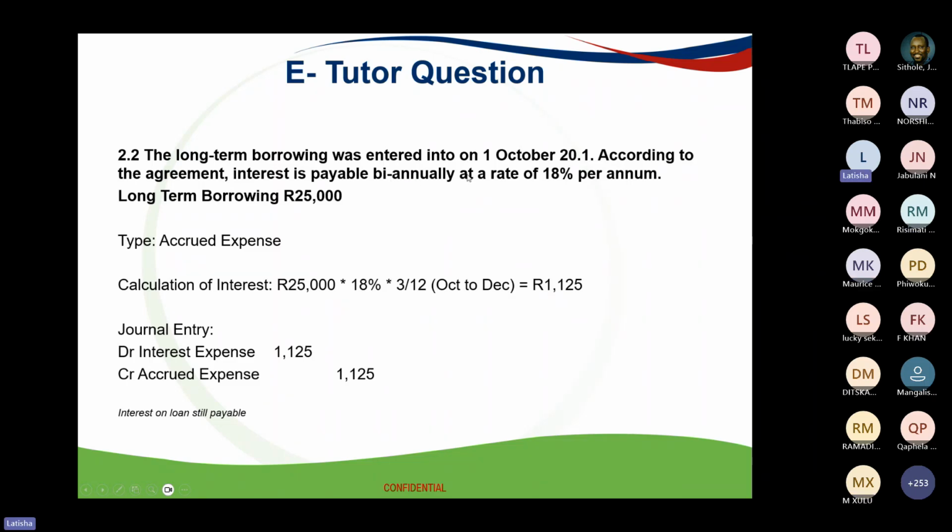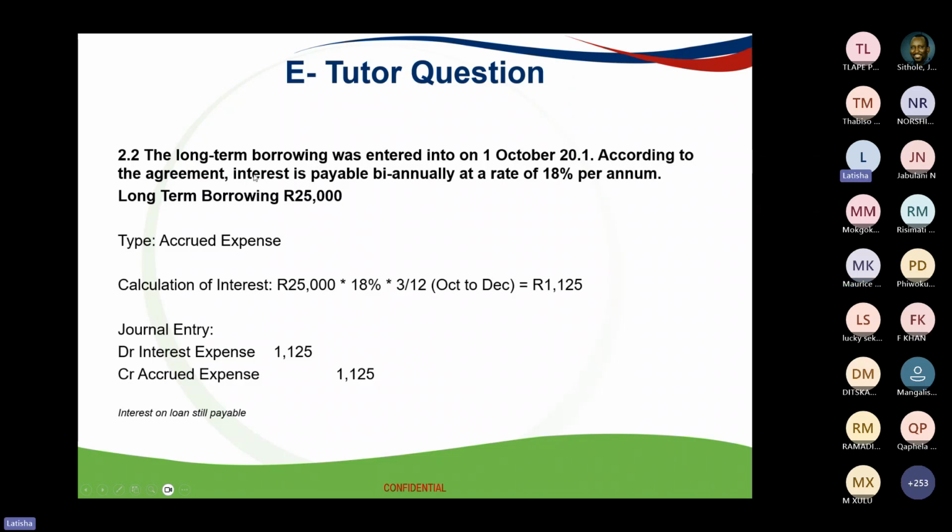Okay, but it's important that your 18% is for the full year. So the interest is payable biannually is only explaining how we should pay it. It doesn't necessarily link to how we should record the expense for the period. Because we only started on the 1st of October, there's 3 months. And because we're multiplying it by 18% and 18% is for the full year, you would still have to multiply it by 3 divided by 12.